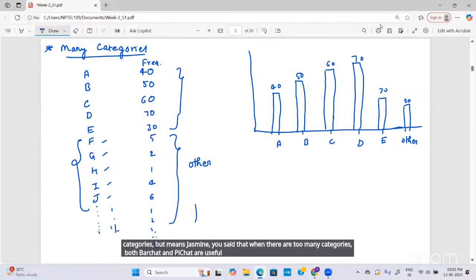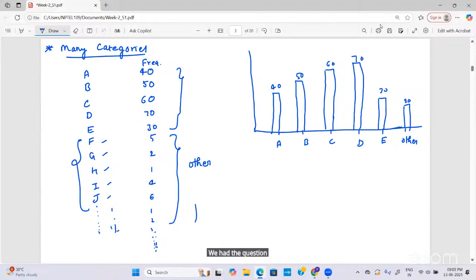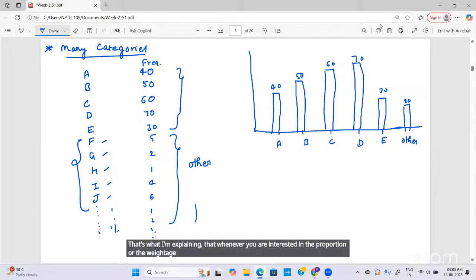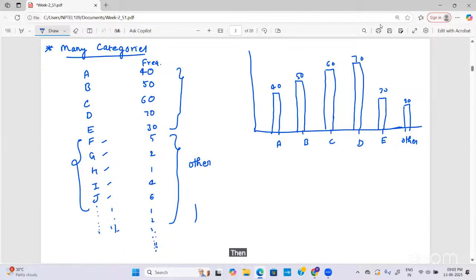But ma'am, in our assignment, we had a question that a pie chart is used for shares representation. That's what I'm explaining: whenever you are interested in the proportion or the weightage or percentage of the categories, you can make a pie chart. And whenever you are interested in the count, then we can make a bar chart. Otherwise, both charts can be used for categorical data.